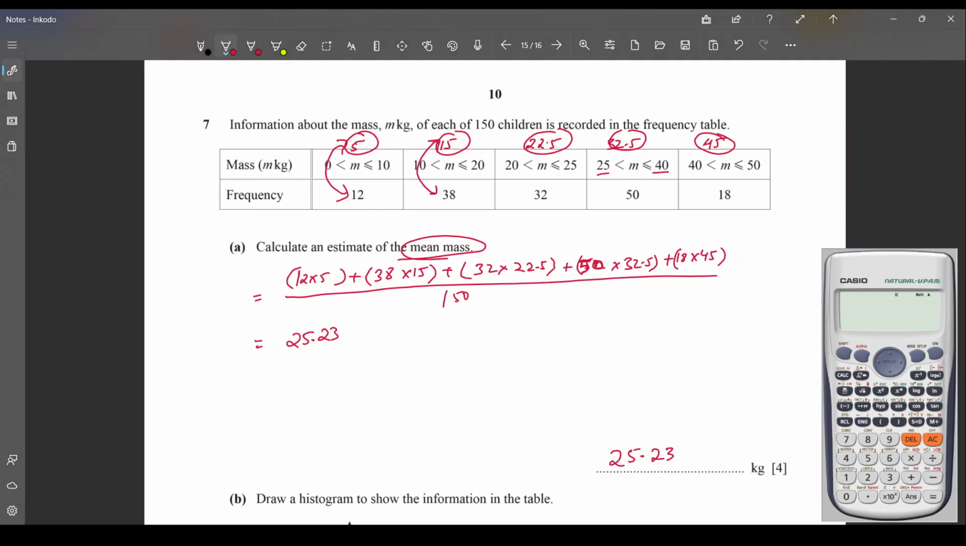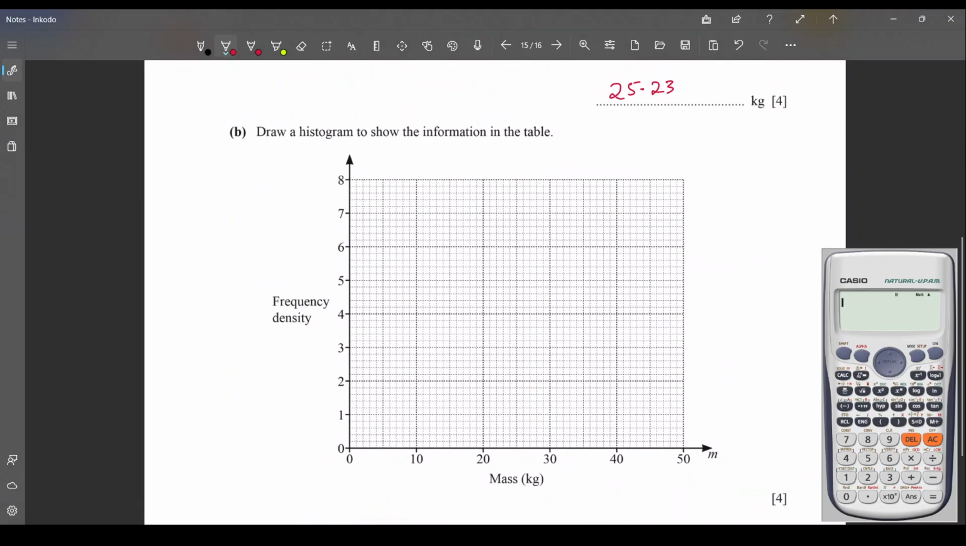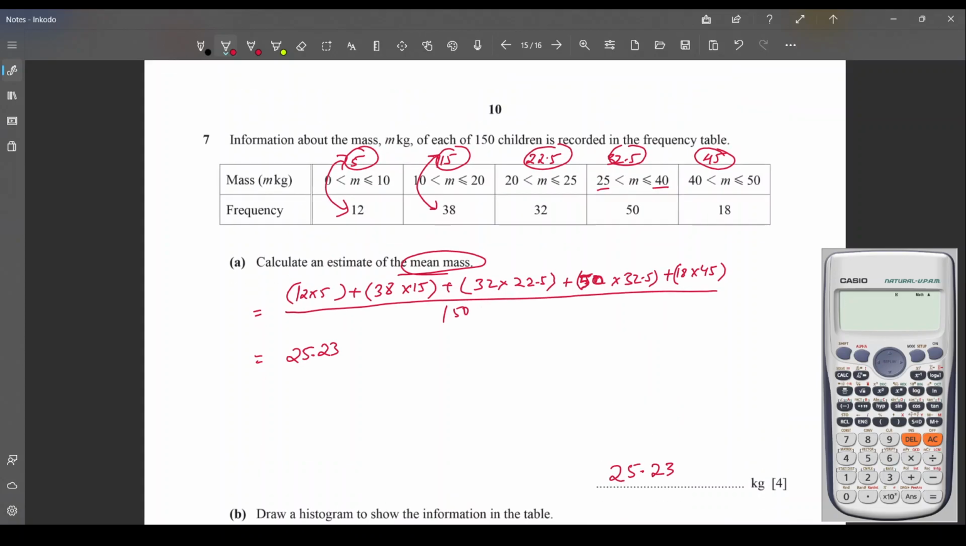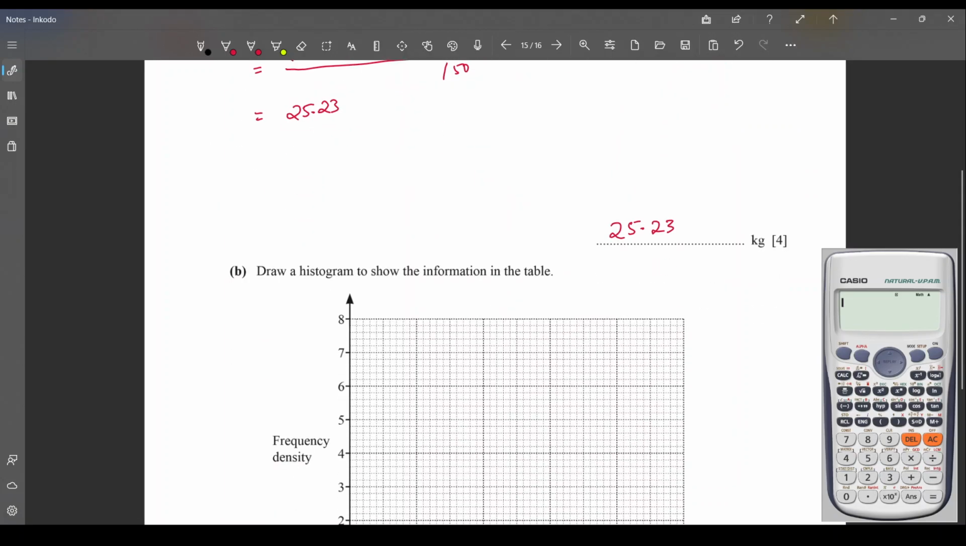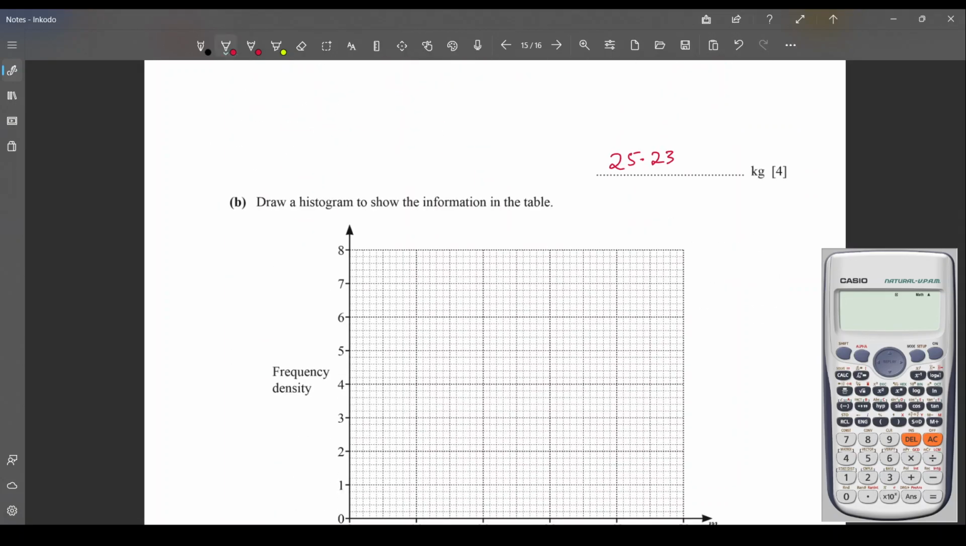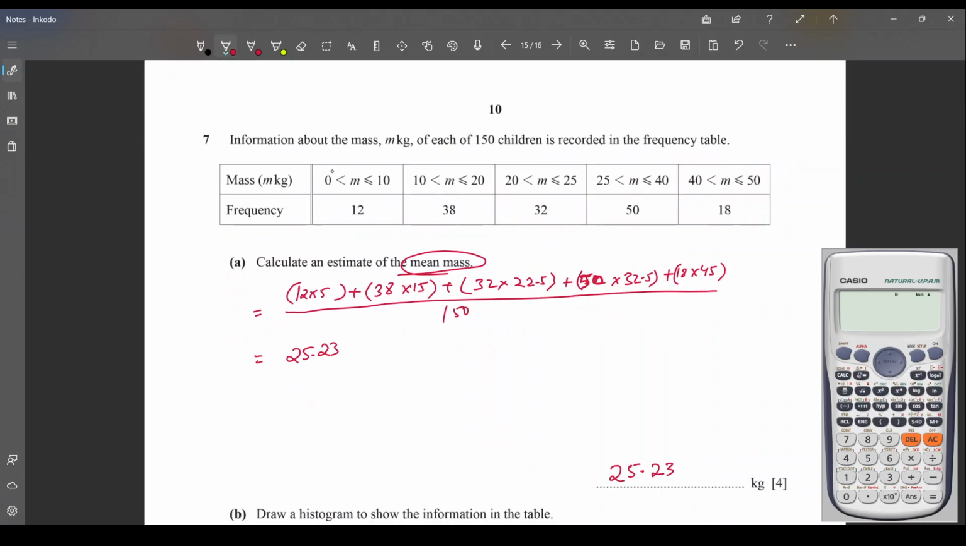For doing this question, we have to draw a histogram. First of all, let us erase this one, because in the histogram they have given frequency density. The formula to find the frequency density is frequency divided by class width. You have to remember this. So we will be finding the class width of this one: 10 minus 0 is 10. The class width of this is 20 minus 10, which is 10.